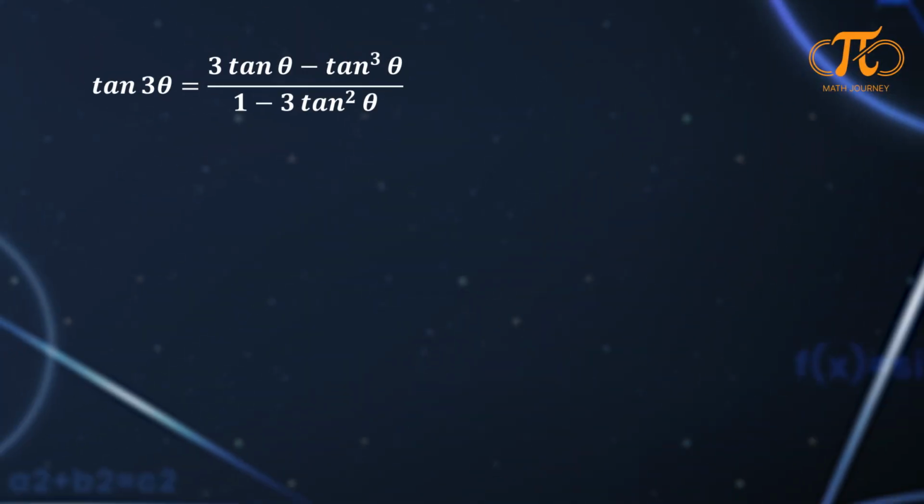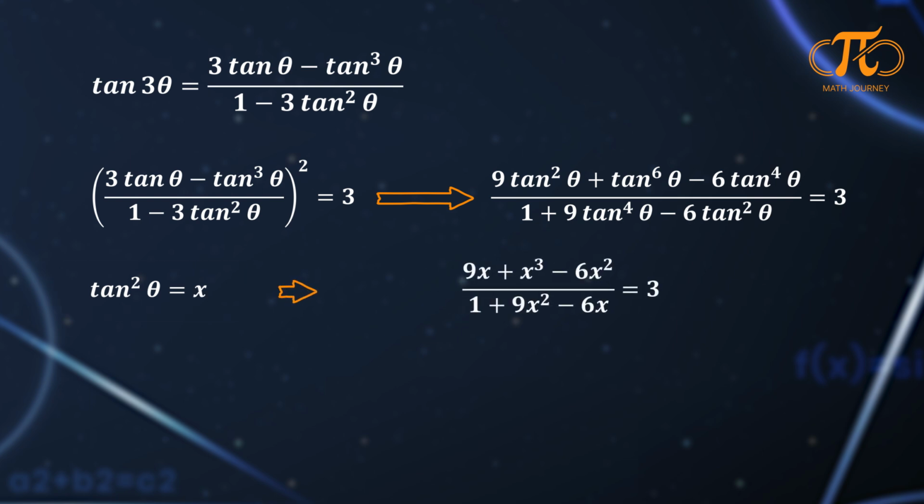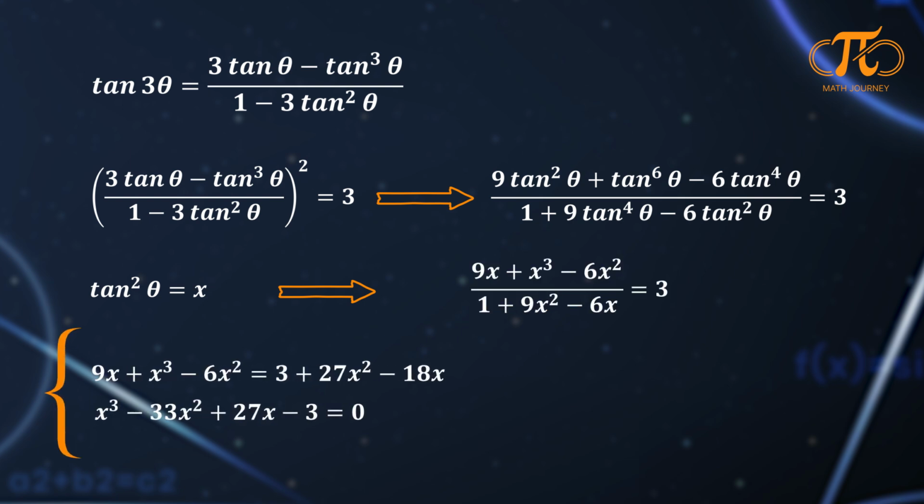Here's the formula you might remember. Tangent of 3 theta equals 3 times tangent of theta minus tangent cubed of theta, all divided by 1 minus 3 times tangent squared of theta. Let's break it down. We'll set tangent squared of theta equal to x, and plug that into our equation. 9 times x plus x cubed minus 6 times x squared, all divided by 1 plus 9 times x squared minus 6 times x equals 3. Simplifying, we get a cubic equation. X cubed minus 33 times x squared plus 27 times x minus 3 equals 0.